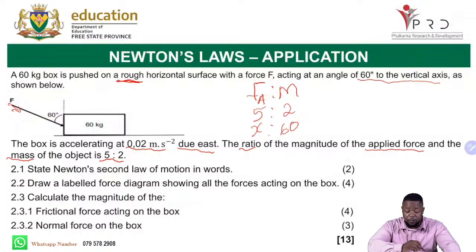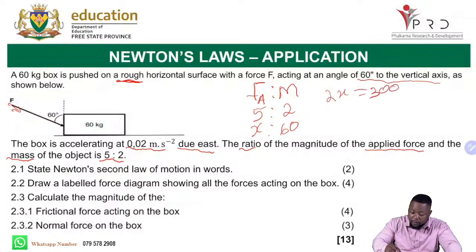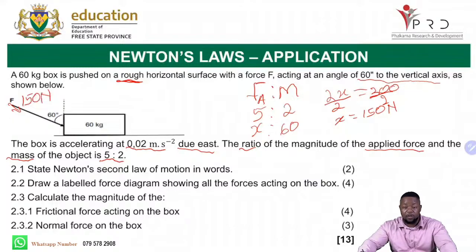How can we do that? We can cross multiply from the ratio and see that 2 multiplied by x gives us 2x, and then 60 multiplied by 5 gives us 300. If we divide by 2 on both sides, we see that x is equal to 150 newtons. We are able to get our applied force, which is 150 newtons.